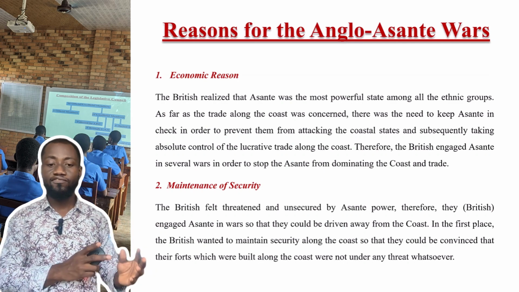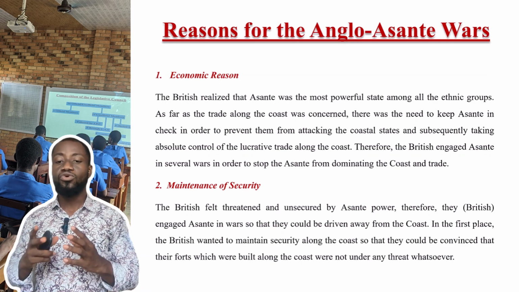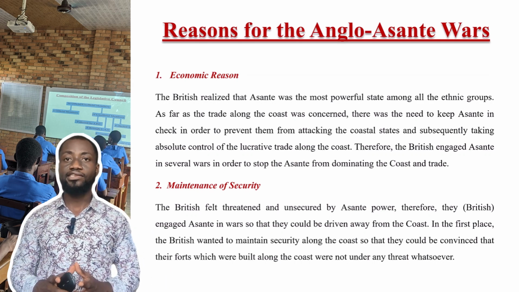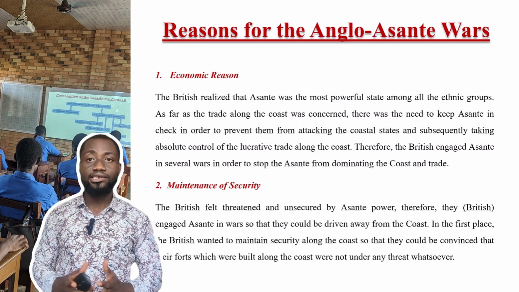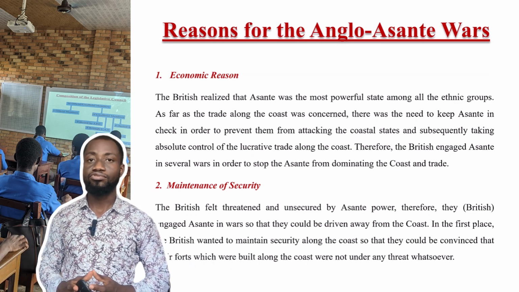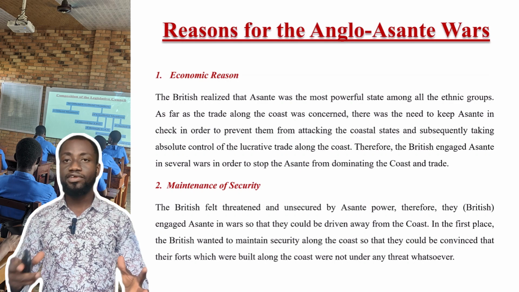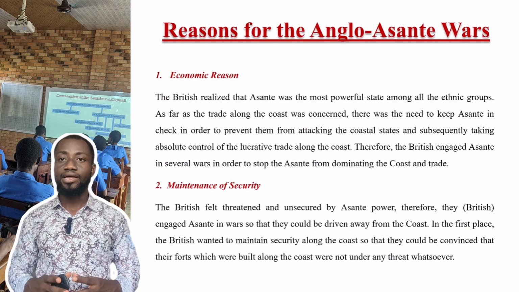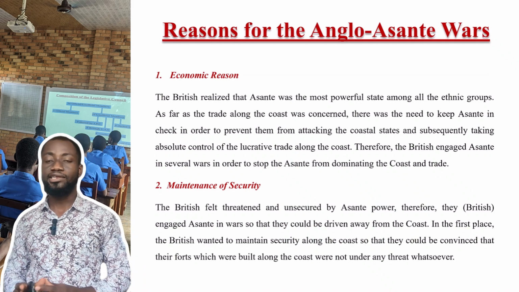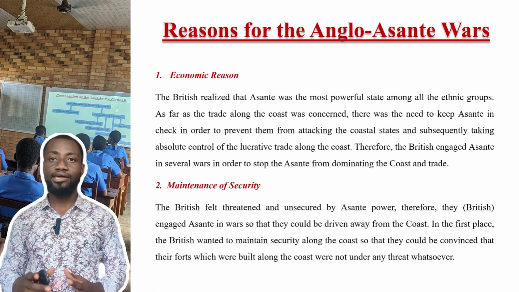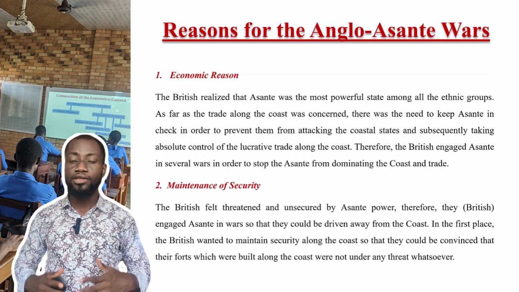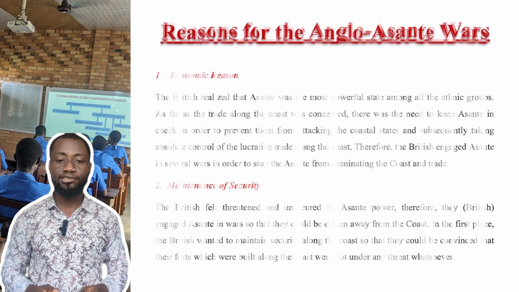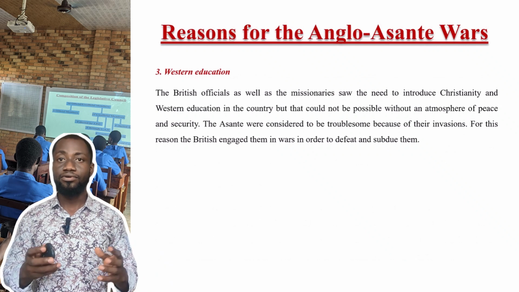So in the first place, the British wanted to maintain security along the coast so that they could be convinced that their forts, which were built along the coast, were not under any threat whatsoever, because they feared the Asante invasion, because they didn't know what the Asantes had in mind. And so the British feared for their lives living along the coast, and therefore they had to intervene in trying to subdue Asante, engaging Asante in several wars in order to overpower them and keep them calm.